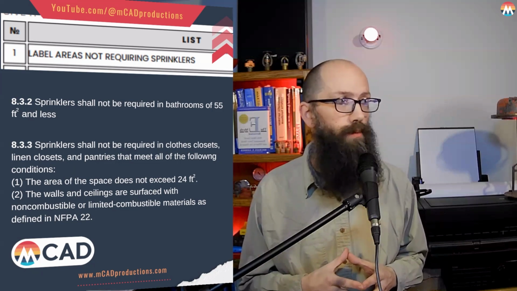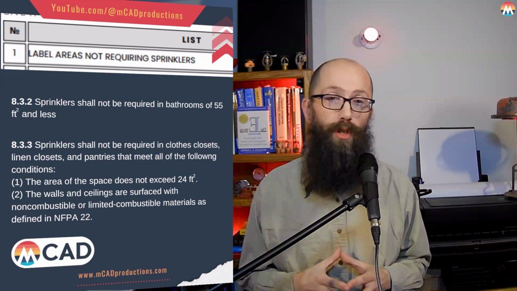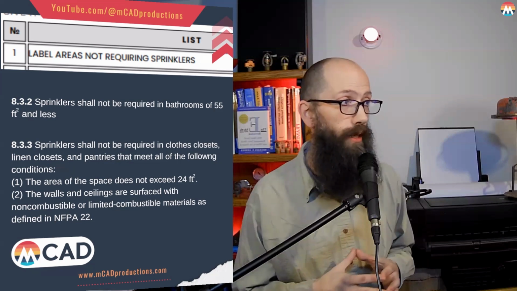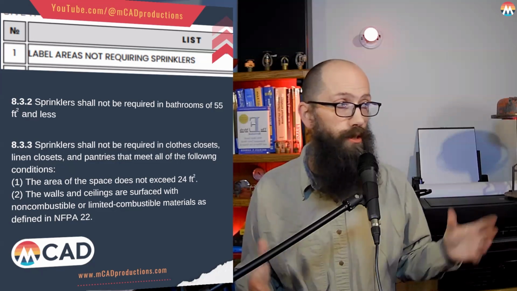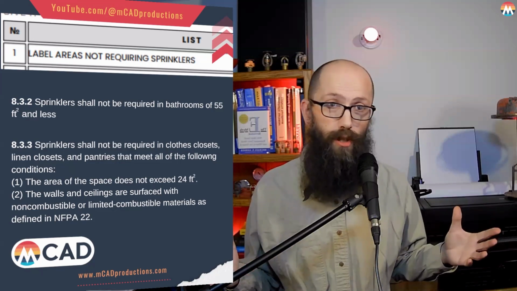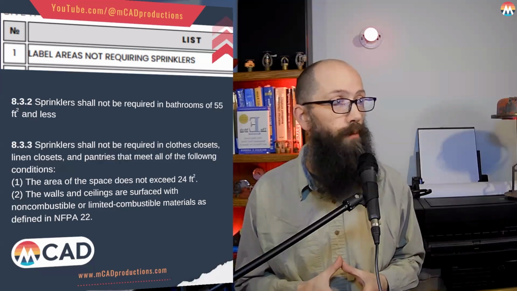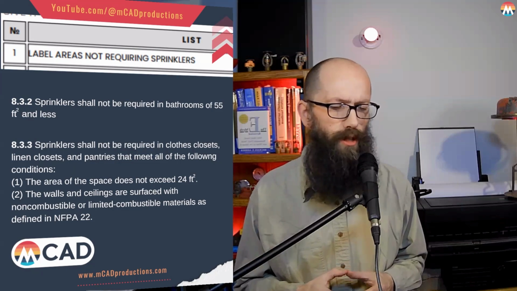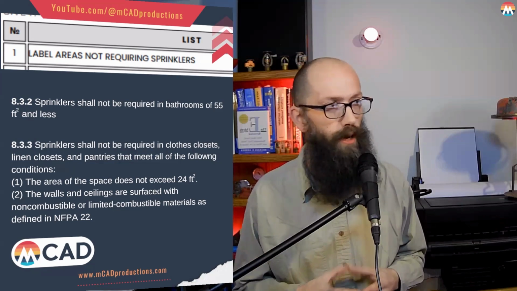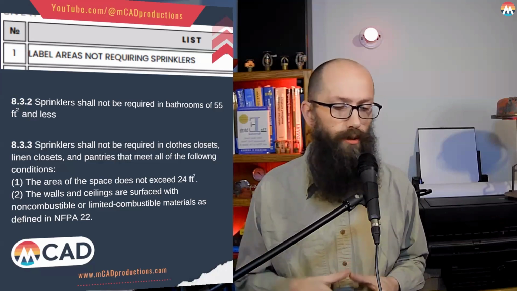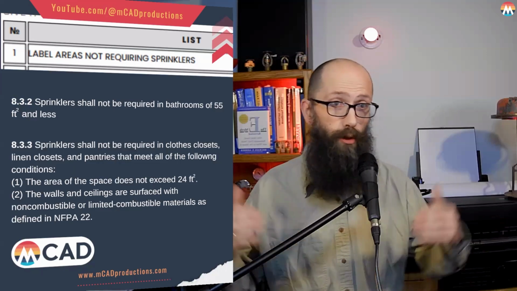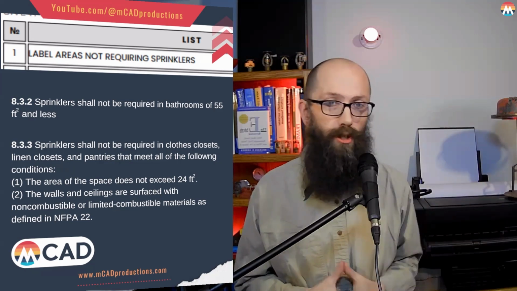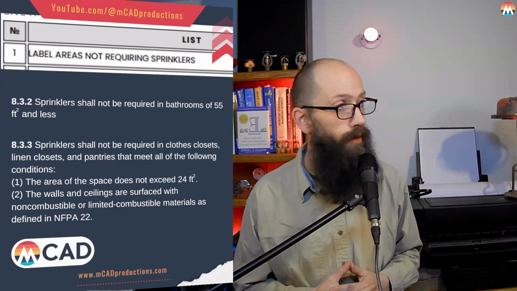The second is that the walls and ceiling are surfaced with non-combustible or limited combustible materials as defined in NFPA 22. And the gist of number 2 there is that if it has sheetrock, it's good. Okay. And there used to be a number 3. It was removed. I can't remember if it was the 2013 or 2016 edition when they took it out. They also used to say that if the closet was over 3 feet deep, we automatically had to put a sprinkler in there, but that condition was removed, and so that's no longer a requirement.